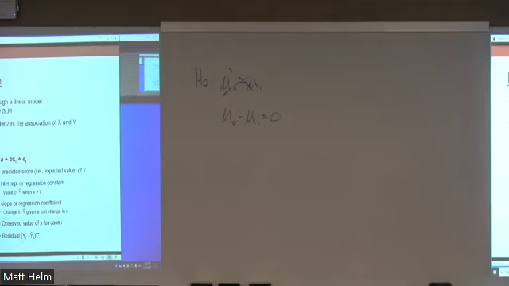Here, a, this is my intercept or my regression constant, okay? What this is telling me is my predicted value of my outcome when X is equal to 0.